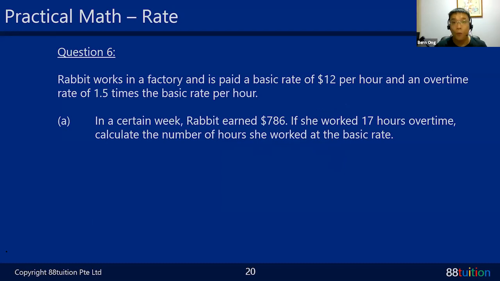Can? Rabbit. Oh, yeah. Rabbit is also part of Winnie the Pooh. Rabbit is a guy also. Sorry, ladies. I don't know what's wrong.